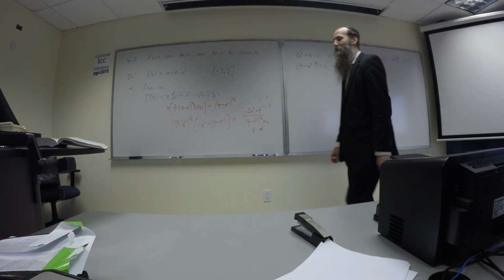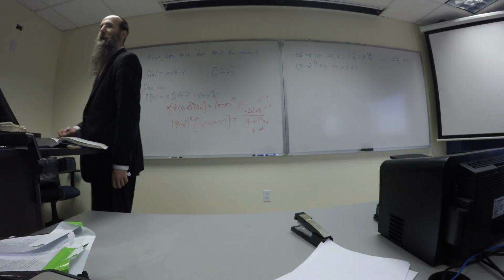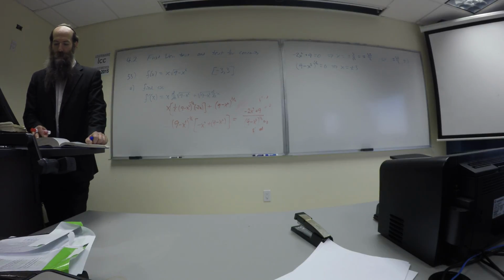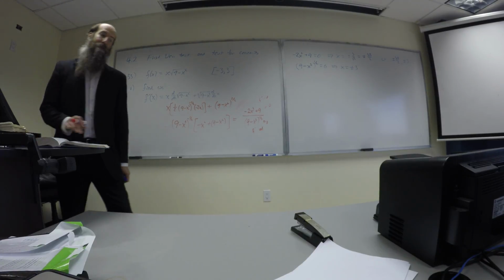All right, that was the first part of the problem. Part A, we found the critical values. That is, we've found all possible locations of maxes and mins. Part B, use the first derivative test to locate the local maximum and minimum values.